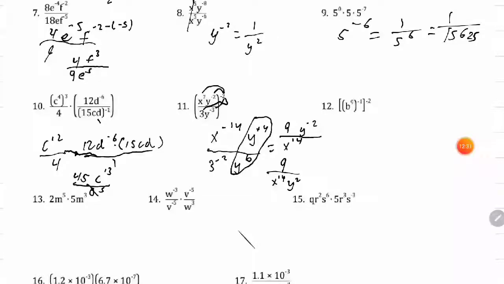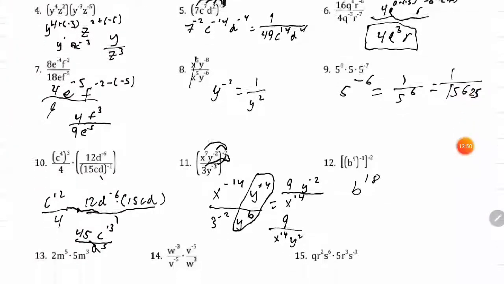So this is b to the 9th, to the negative 1, to the negative 2. So all we're doing is 9 times negative 1 times negative 2. So 9 times negative 1 is negative 9. Negative 9 times negative 2 is positive 18. So this is b to the 18. And that's that.